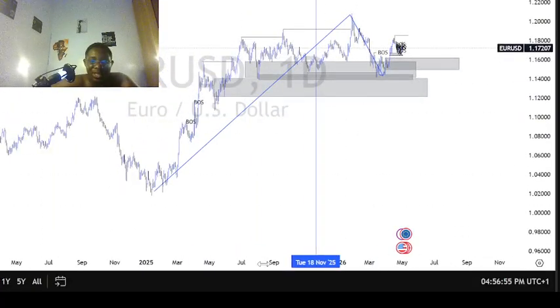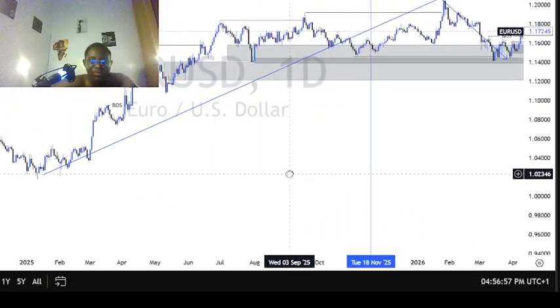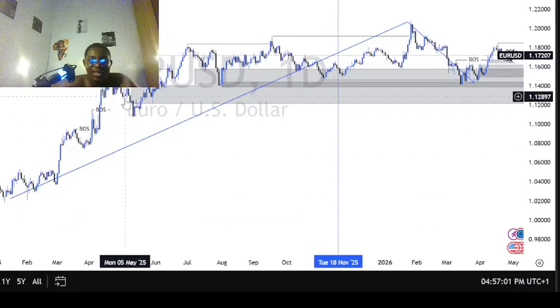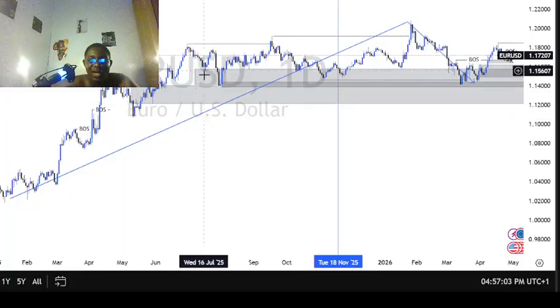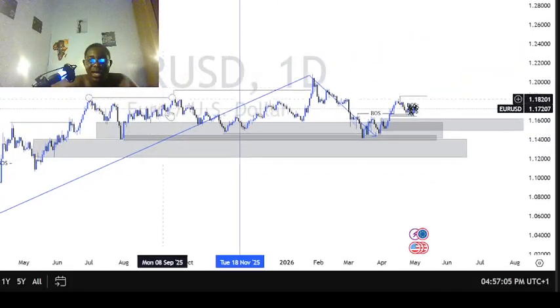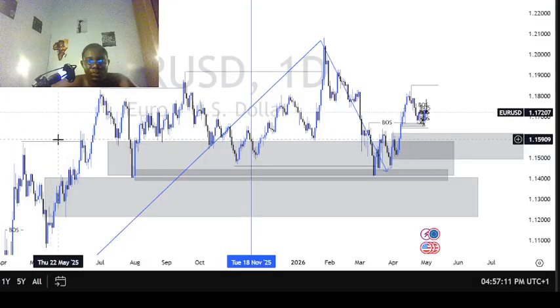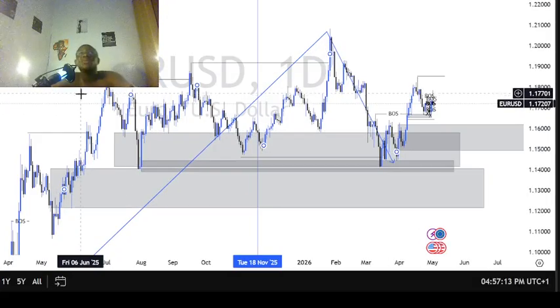Clearly you can see that we're in a bullish trend right here. Looking at our time frame, you can see higher high, higher low, higher high, higher low, higher high, which you should also call a break of structure. So let me give you a better idea of it.